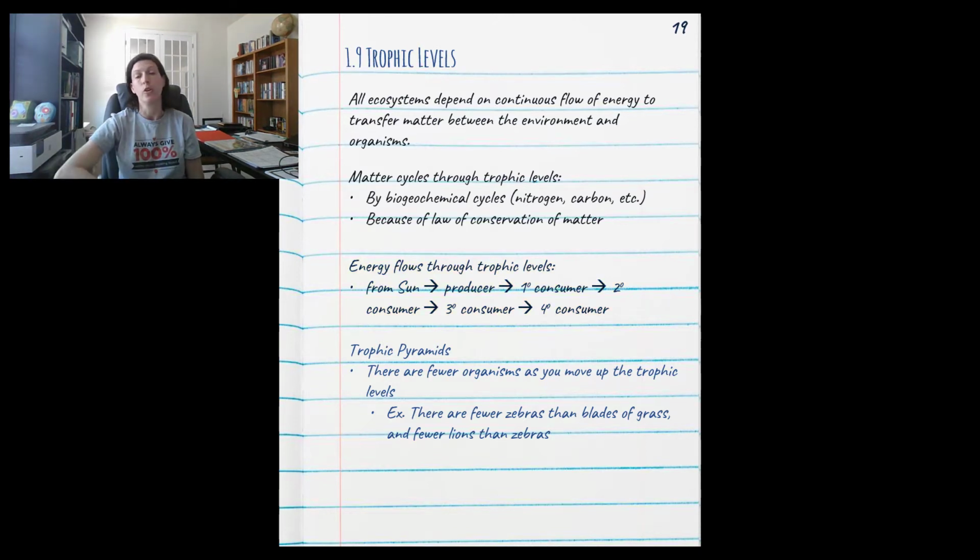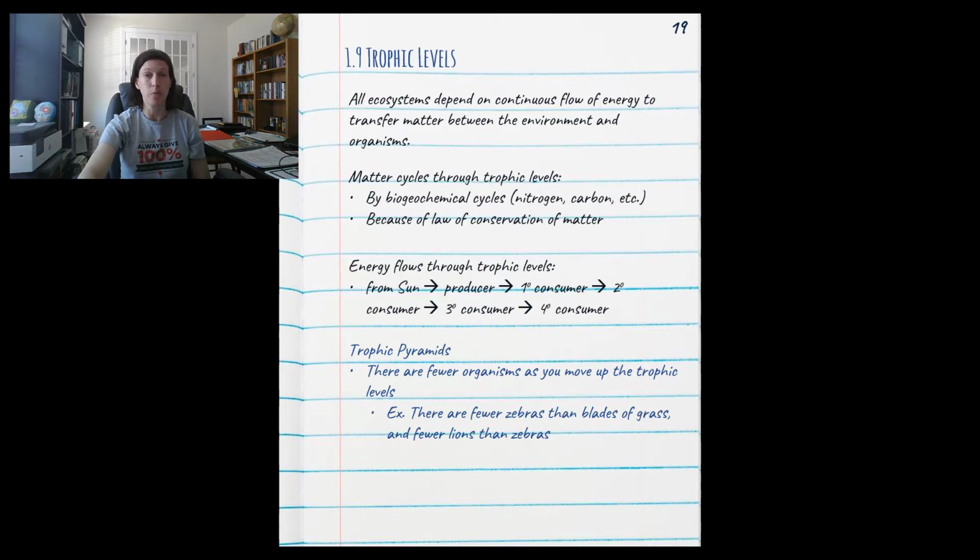Energy flows through trophic levels from the sun to producers and then to the primary consumer, secondary consumer, tertiary consumer, and quaternary consumer. So when you see where it says a 1 with a little 0, that means primary. So that's the direction that energy flows. Matter flows in a cycle. Energy flows from the sun and then from producers up to the trophic levels.